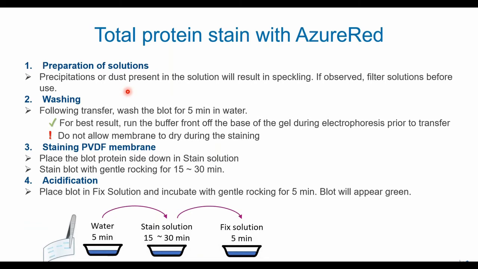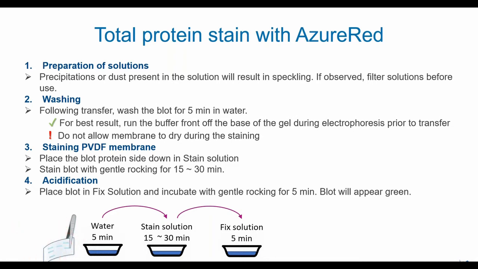Okay, firstly, of course, you need to prepare the solution. I would say there are some tips over here, like just mix them properly so you do not have any precipitation or dust, or else it will result in speckling. Okay, and the washing will be like this. You have your transferred blot ready, wash it in purified water for 5 minutes. It is advised to run the buffer front off the gel. If you are using bromophenol blue, for example, run it off the gel before the transfer. Then when you transfer, there will not be any bromophenol blue that interferes with the transfer and also the subsequent staining.